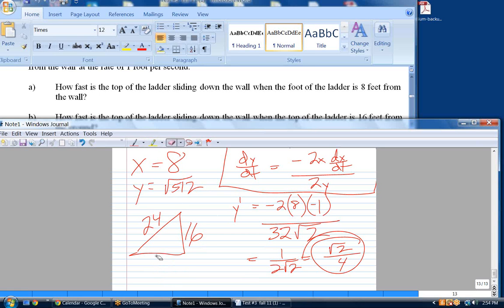And what is x in the second case? I've got the square root of 576 minus 256, which is 16 squared. So I got the square root of 320 is x.